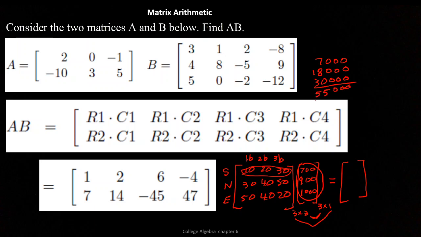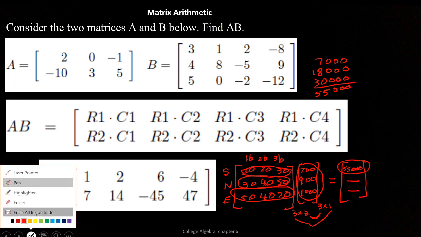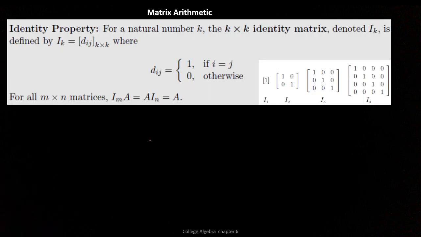We get 55,000, and this would be this entry here. And then if you multiply this by the same column, you get another number. Multiply this by this, you get another number. So these numbers are what? How much rent the company is collecting from the south. This number is how much from the north, and this number is how much from the east. So this kind of multiplication is pretty useful, okay? And we're going to see how we can solve systems using this multiplication.